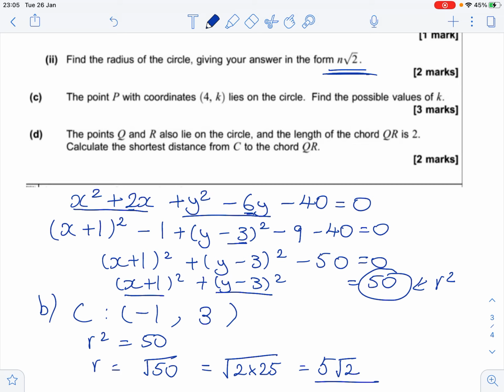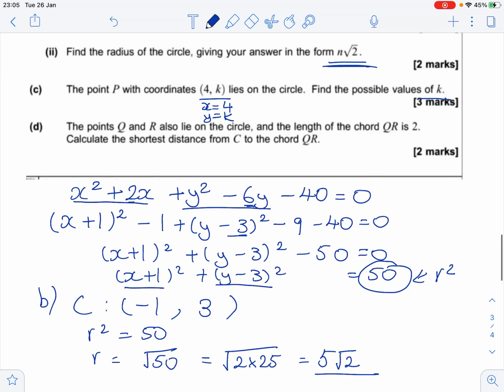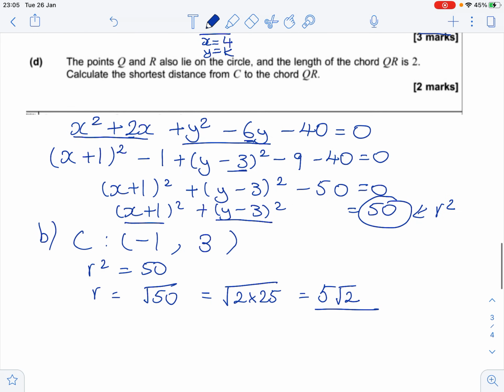Part C, we are told the point P has coordinates (4, k). So x is 4, y is equal to k. So find the possible values for k. So this is a substitution. We have our equation from previously, so we're just substituting our values.